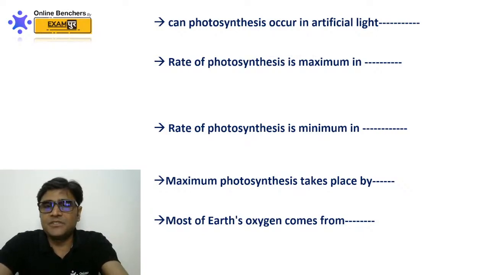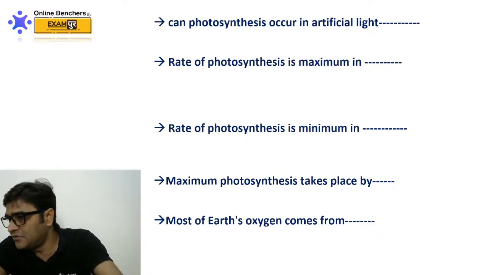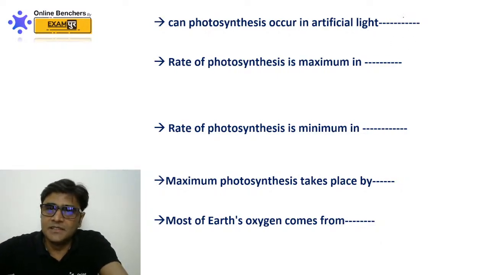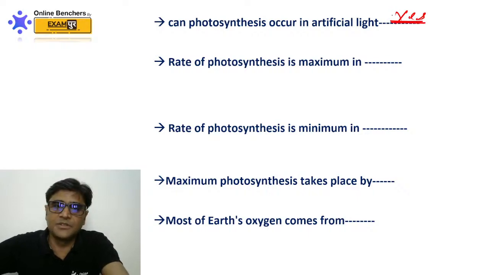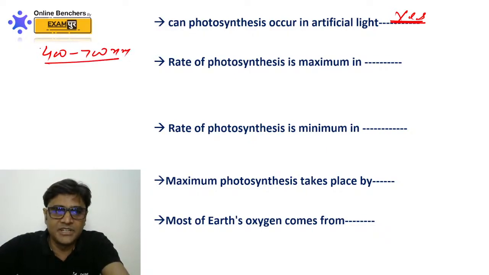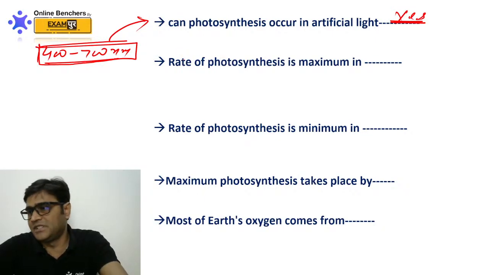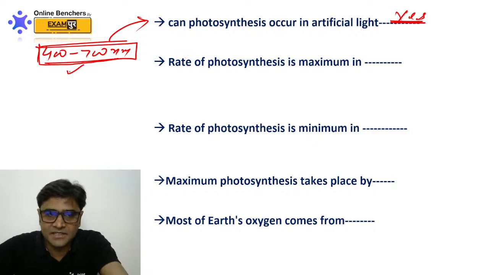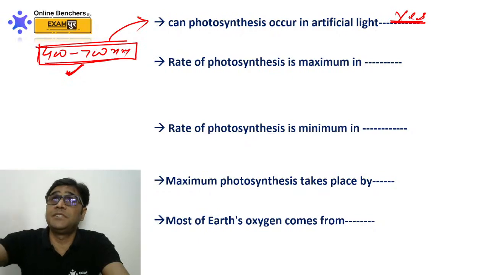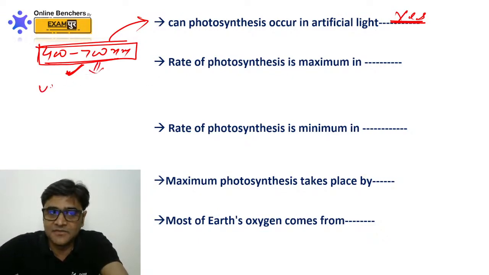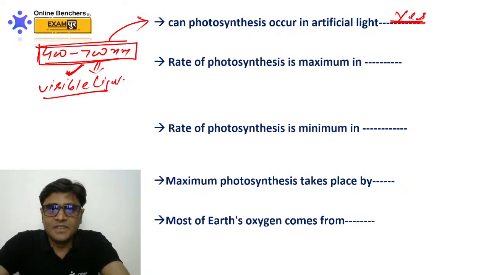Now the next question: can the process of photosynthesis occur in artificial light? Yes or no? We will also provide you the PDF, don't worry. Yes, photosynthesis will occur in artificial light also. Plants require the wavelength range of 400 to 700 nanometer, and in artificial light we have this range of wavelength. This is the visible range of light. So yes, photosynthesis occurs in artificial light also.